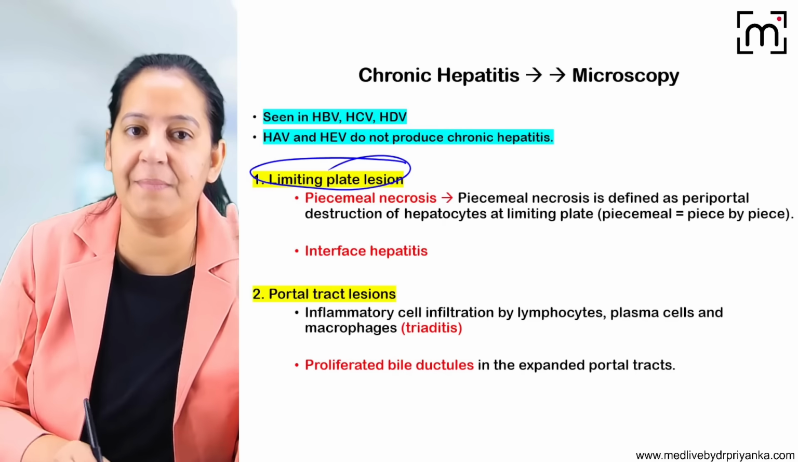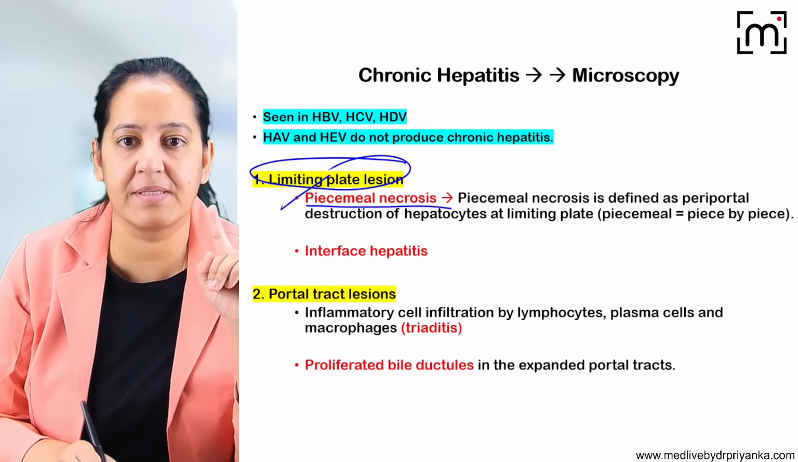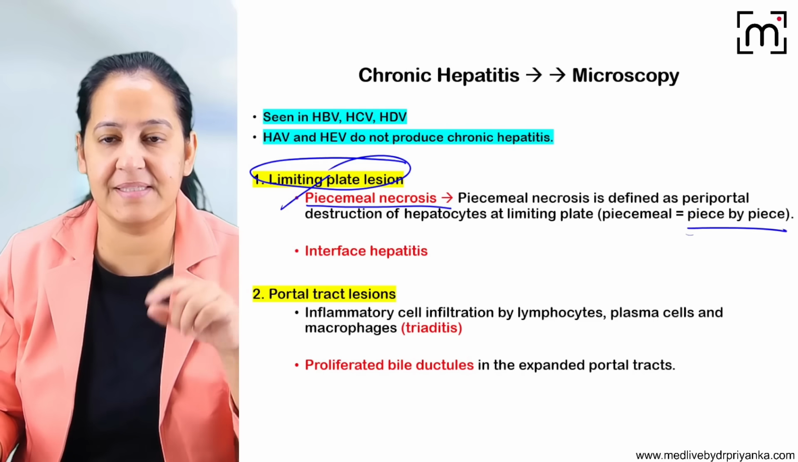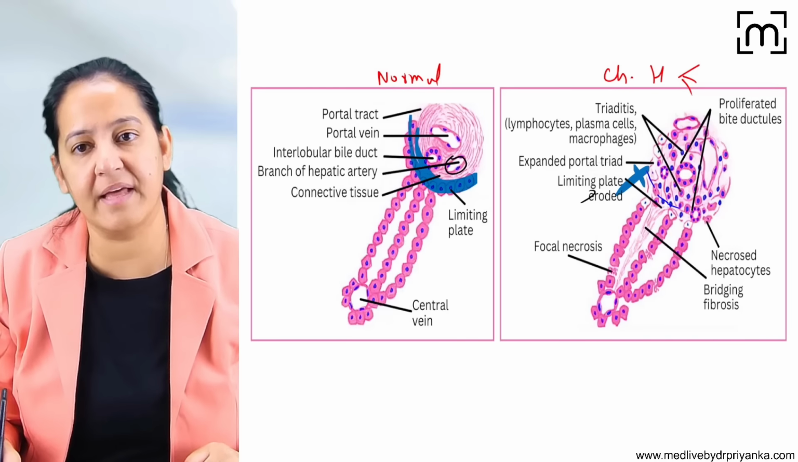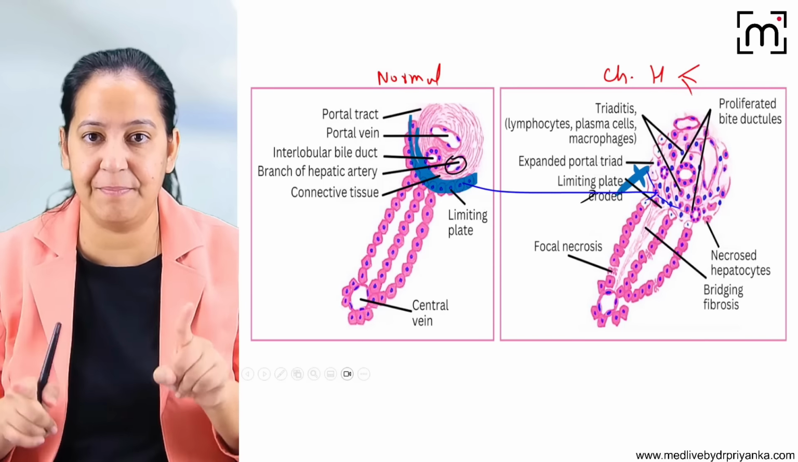There are 2 changes in the limiting plate. First, it gets necrosed. It is known as piecemeal necrosis. It is piece by piece. So first a little bit is gone, then complete is gone. So the complete limiting plate has disappeared. That is known as piecemeal necrosis.